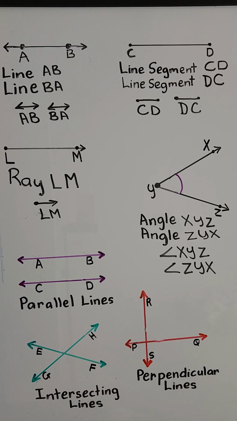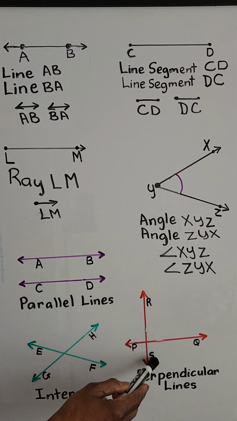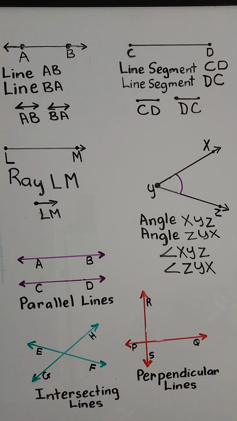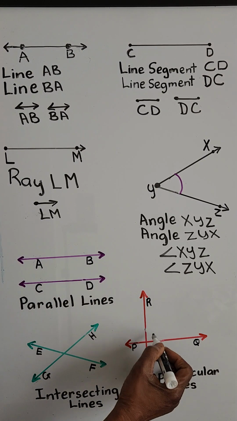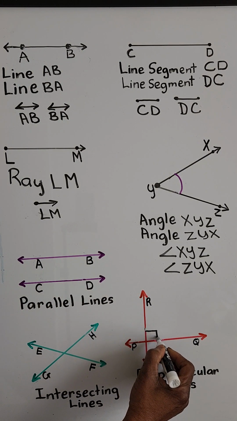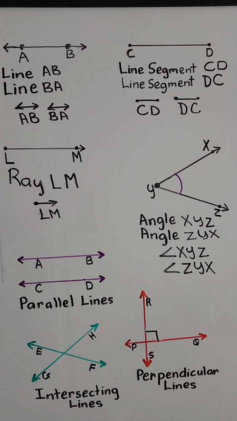Next, we have perpendicular lines. We have line RS and line PQ, and they cross over. But where they cross over, it forms a right angle. So perpendicular lines are lines that cross over to form a right angle.